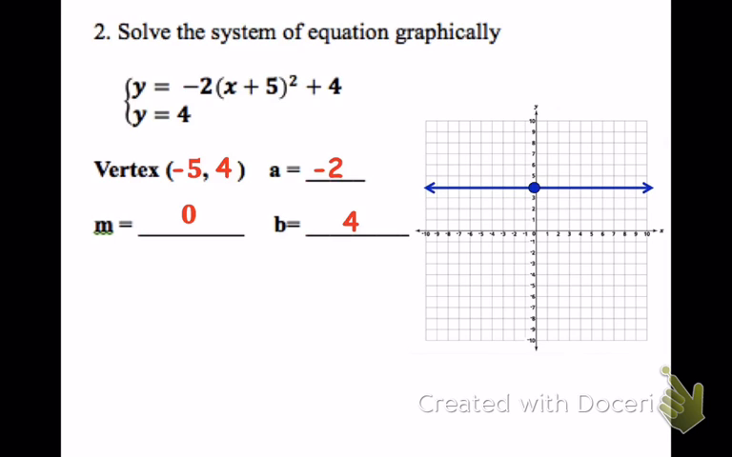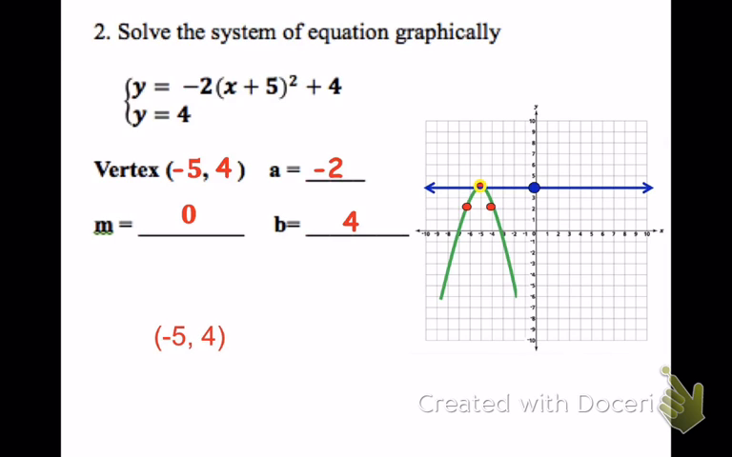All right, let's graph the vertex at (-5, 4), which is going to be on top of our current line. My a value is -2, so I'm going to drop 2 left and right and draw the parabola. This parabola intersects this line only once, so I have one solution at (-5, 4), which is the vertex.